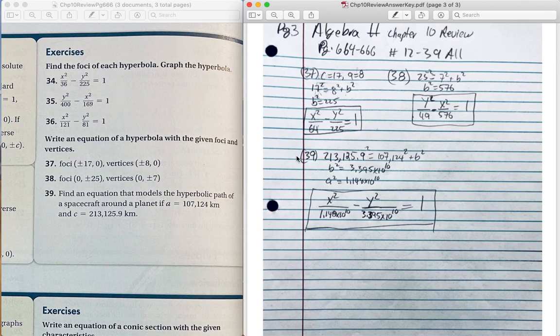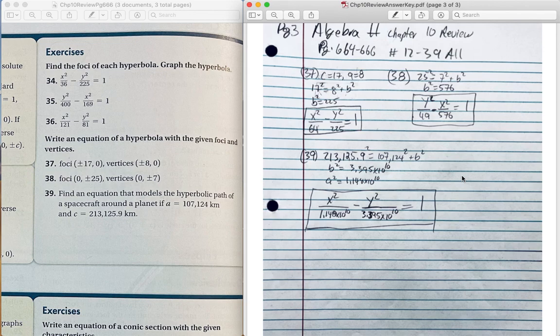Okay, so 38. This is different, so I'm going to have y squared first because it's vertical. My foci is at plus or minus 25, and my vertex is at plus or minus 7. So 25 squared equals 7 squared plus b squared. Subtract 7 squared from both sides, and I get b squared equals 576. So it's going to be y squared over 49 minus x squared over 576, and that's going to equal 1.